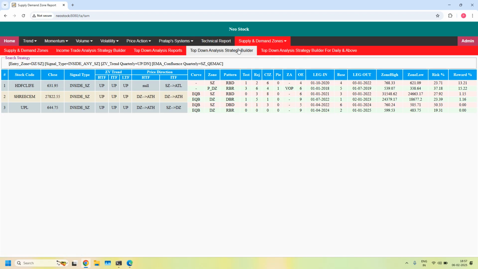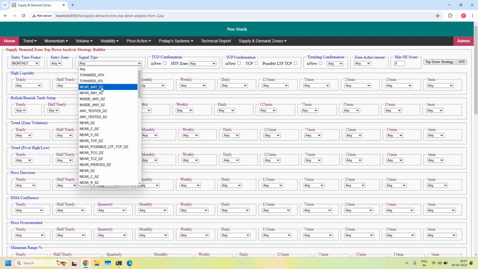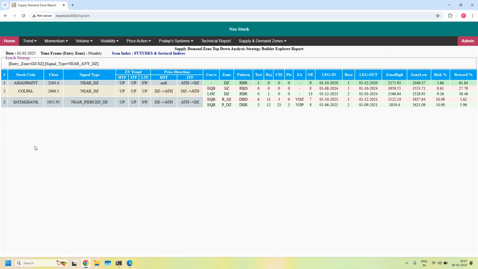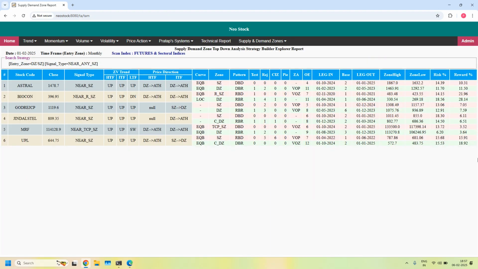Next time frame is monthly. Stocks near monthly demand zone. We got 3 stocks. Next, monthly time frame, stocks near monthly supply zone, we got 6 stocks.